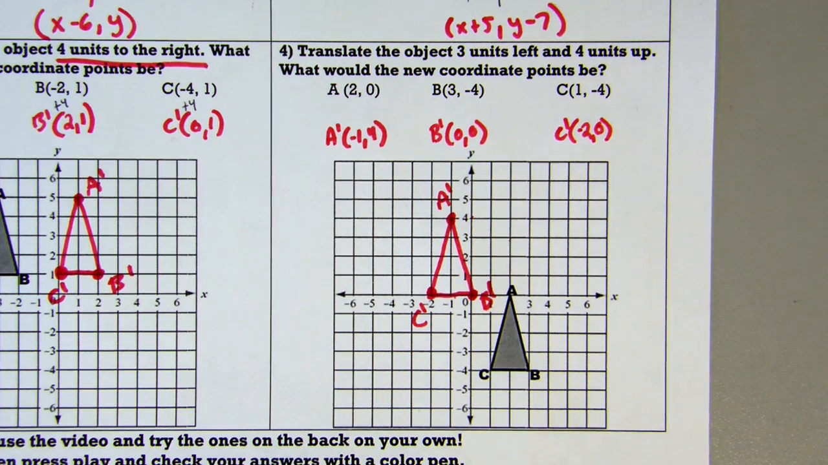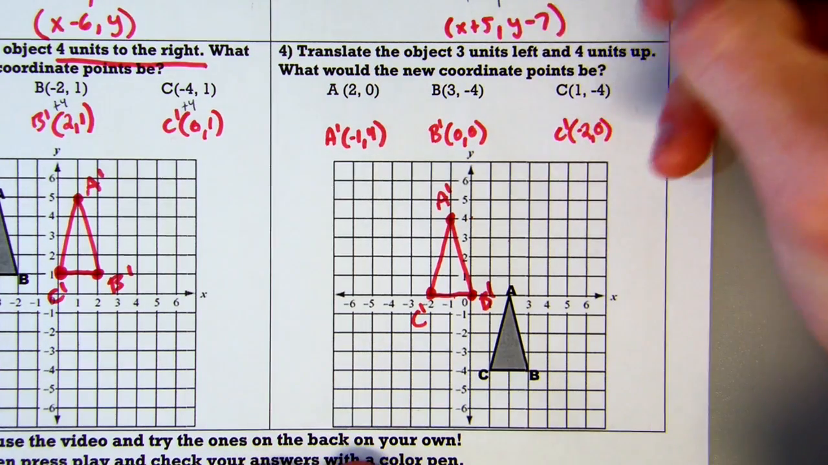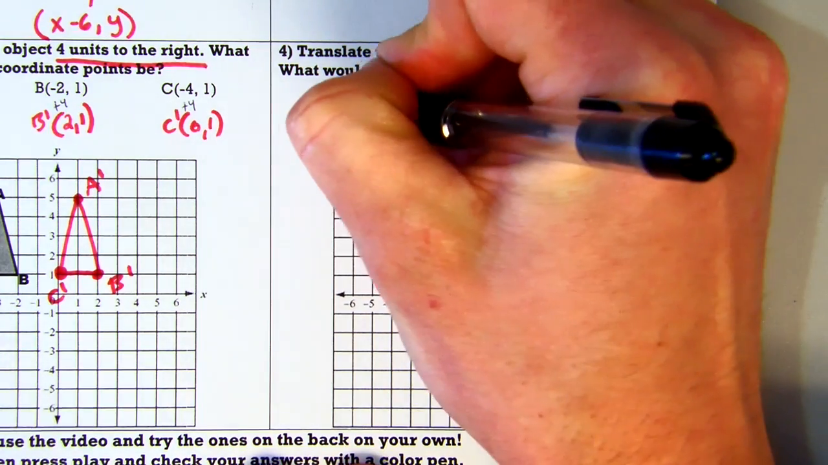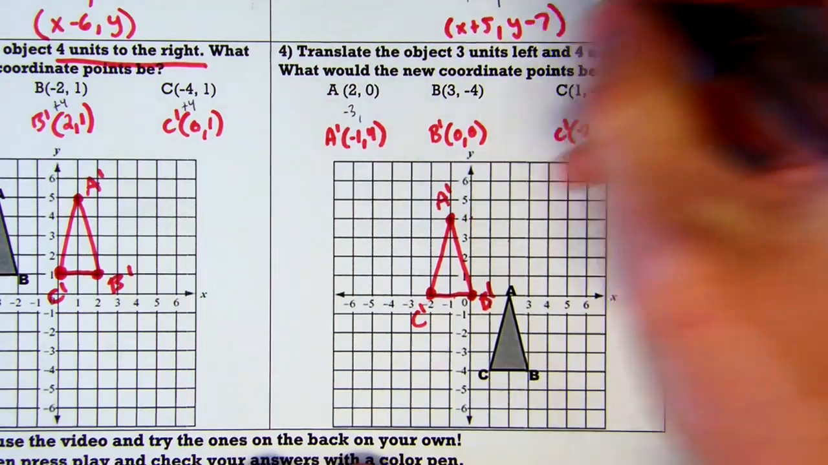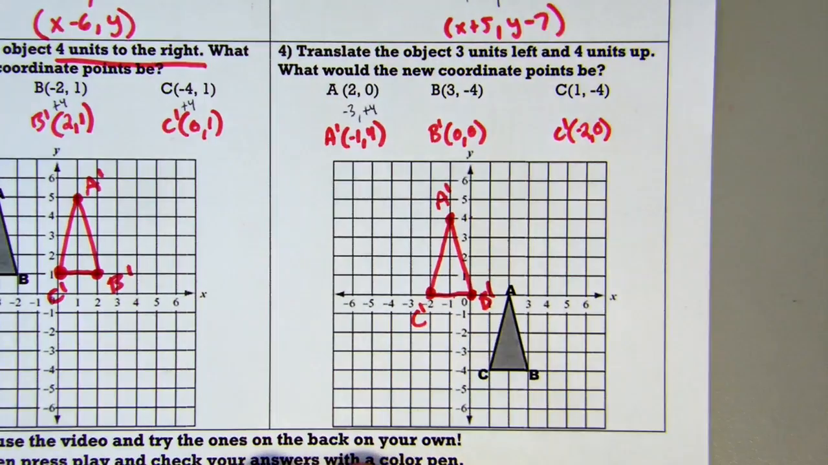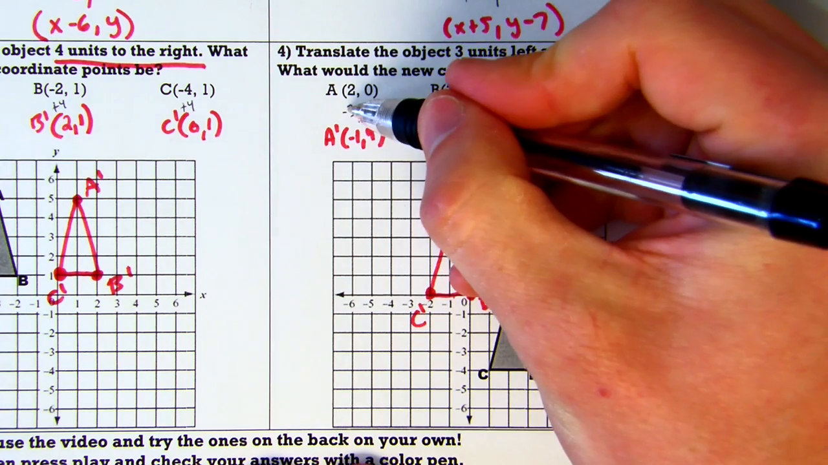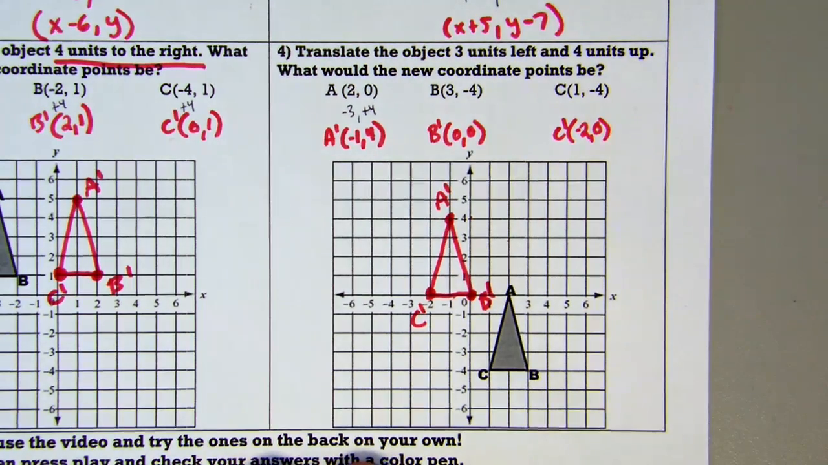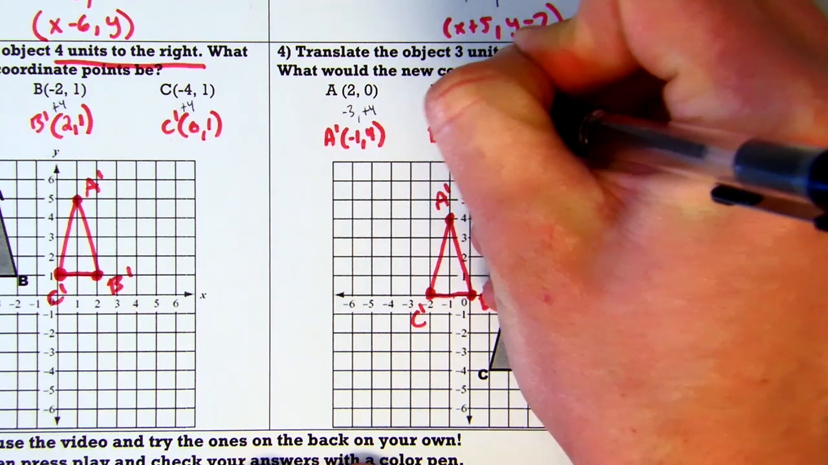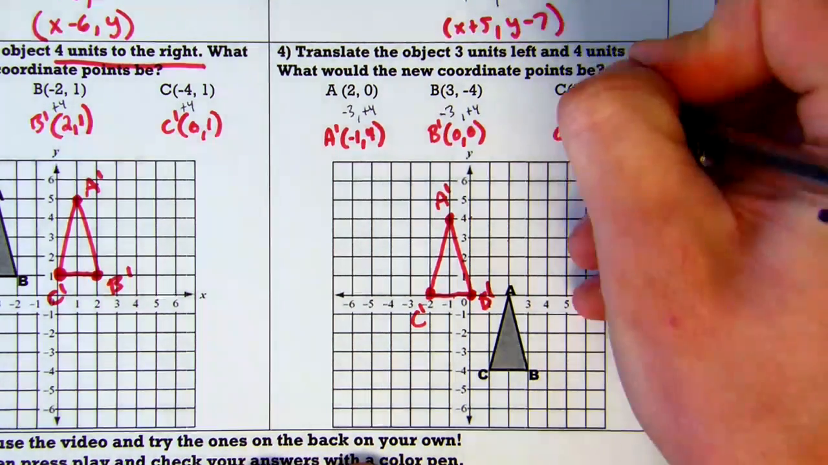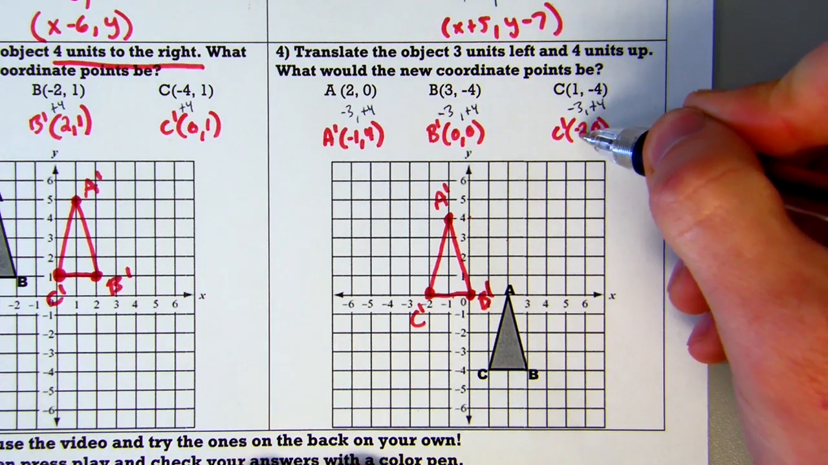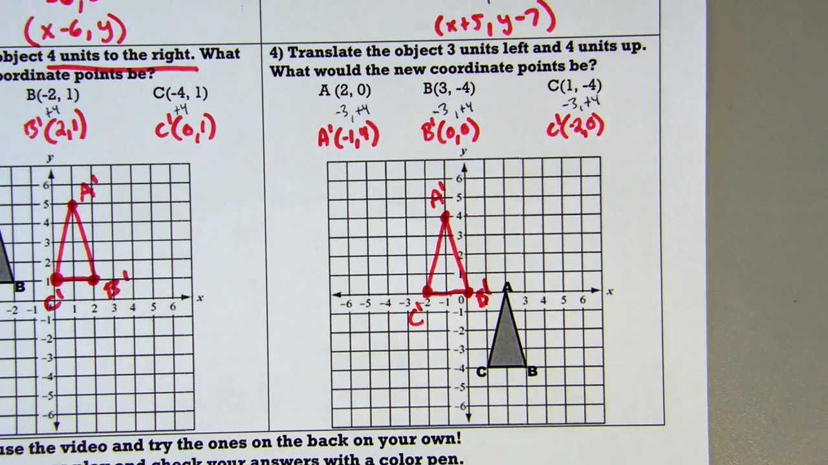Okay. I'm going to go ahead and check to make sure those coordinates work. 3 units to the left means that I'm doing minus 3 for my x, and then 4 units up means I'm doing plus 4. So if I do 2 minus 3 is negative 1, 0 plus 4 is 4. Yes, that works. Go ahead and do it again. Minus 3 plus 4. Yes, that works. And minus 3 plus 4. Yes, that works to negative 2 and 0.